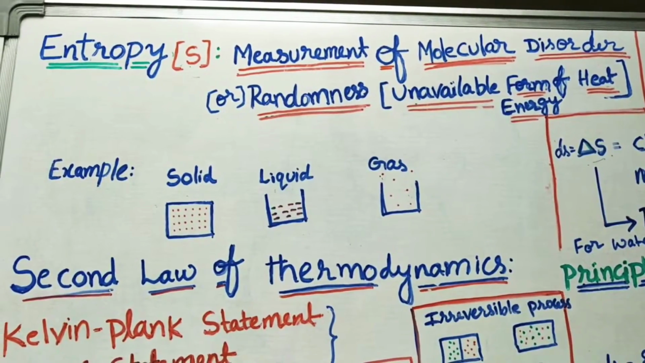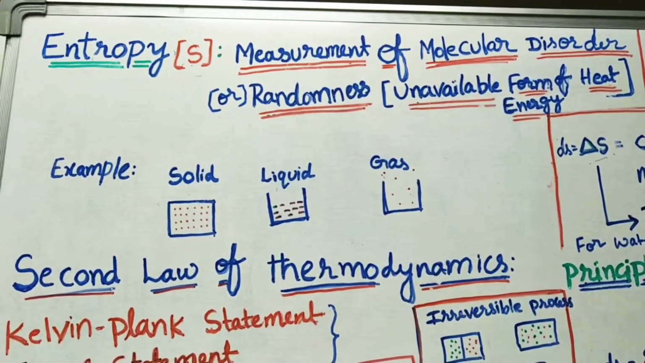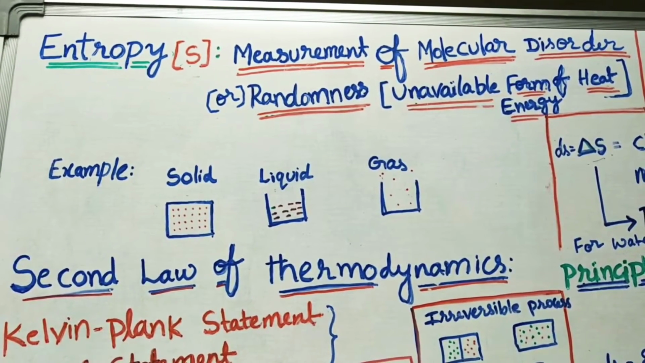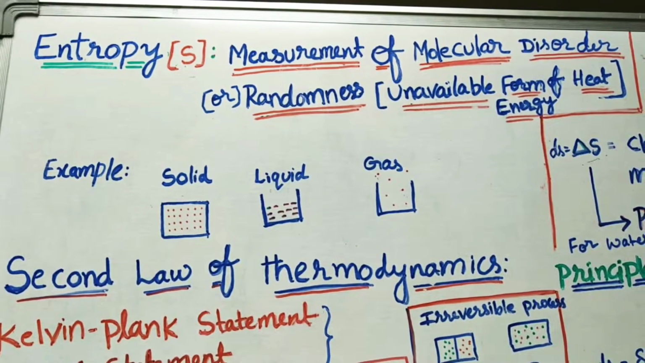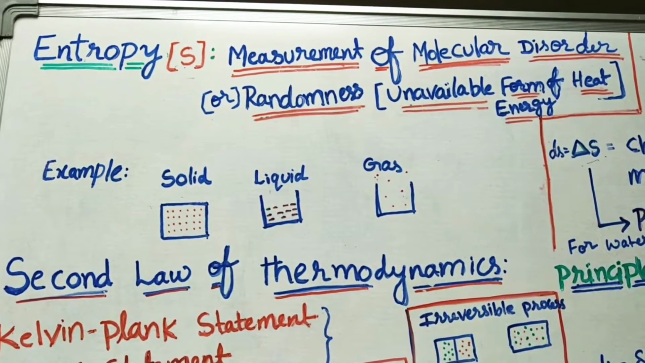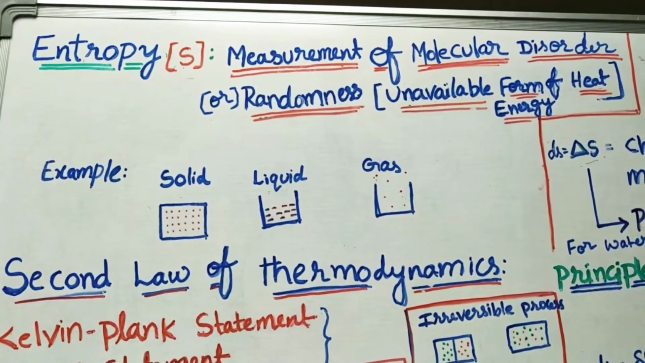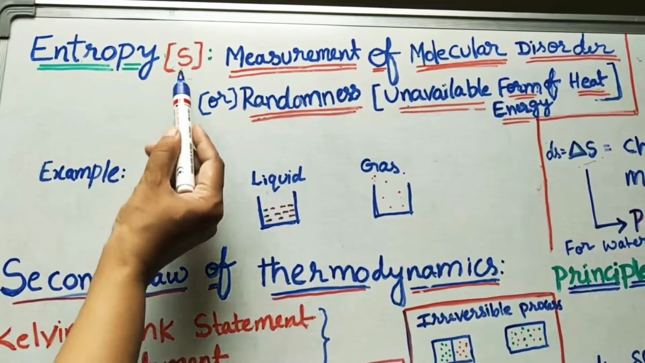Today's class we will discuss what is entropy, then what is the second law of thermodynamics in terms of entropy, and at the end we will see what is the principle of increase of entropy. Okay, we will see one by one. Take first entropy. It is denoted by the symbol capital S.